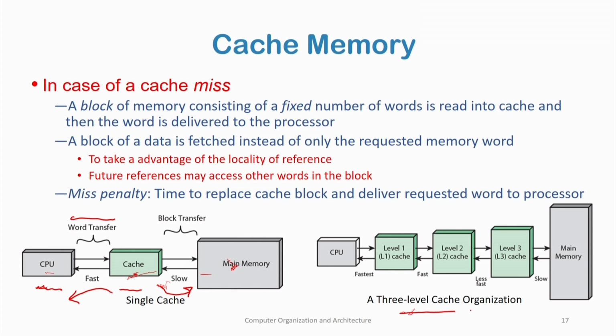The figure on the right shows that we may have different levels of cache, not only a single level of cache. So, we have the CPU followed by a small, very fast cache, followed by a level 2 cache which is slower than the level 1 cache, but is also higher in capacity. We also may have a level 3 cache which is higher in capacity than level 2 cache, but is also slower, and then finally we have the main memory.